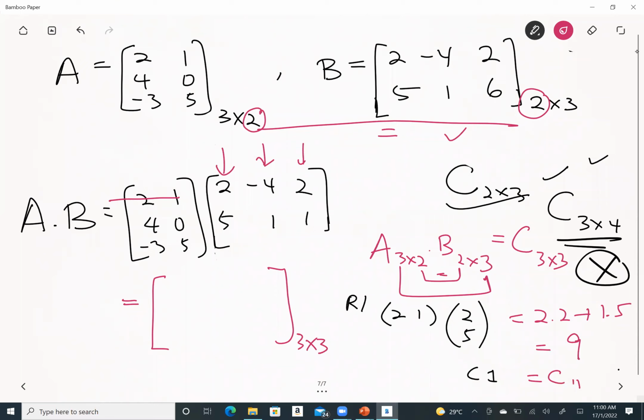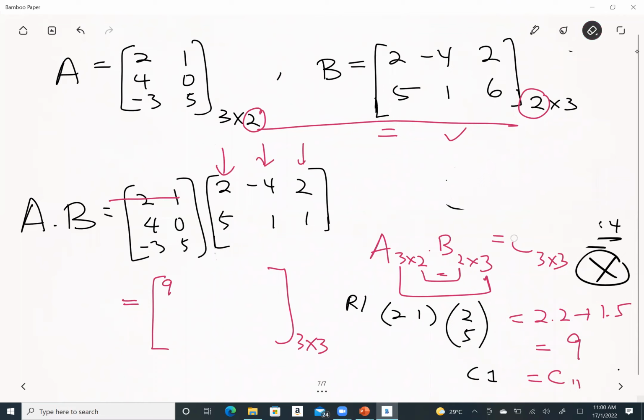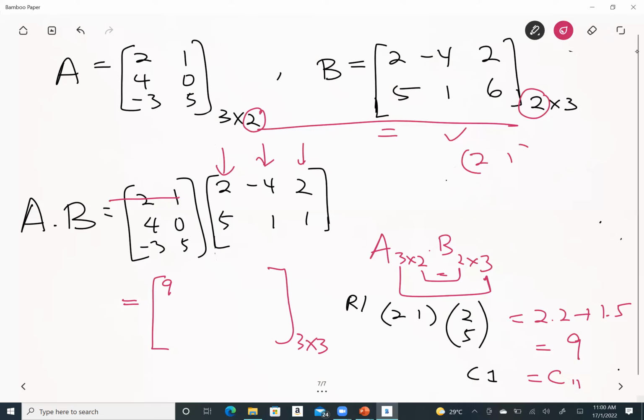Okay, so C11 is 9. Correct? Then you do the second multiplication. What do you multiply that with? We multiply row 1, then we complete the first row. So row 1, 2, 1. Okay, that is row 1. You multiply it with the second column, 4, 1. That is C12, column 2.